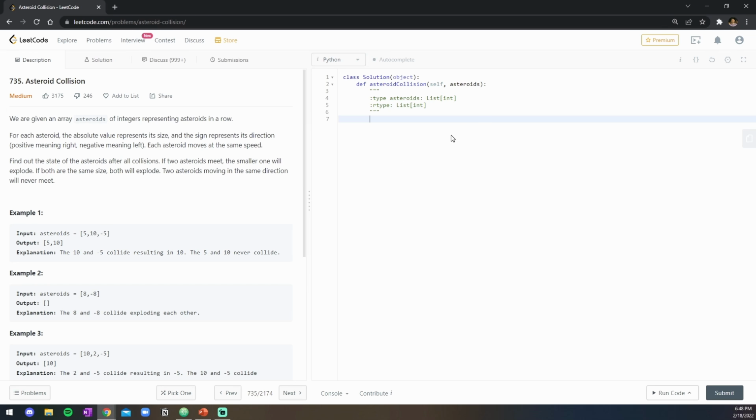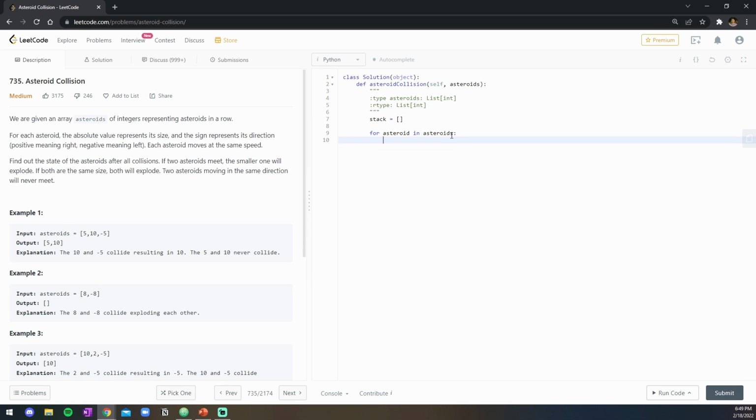Okay, so let's get into writing the code to this problem. I mentioned that we will be using a stack, so let's initialize our stack here. And then we also know that we will be looping through the values in asteroids. So we can do something like for asteroid in asteroids. And yeah, so now we're going through every single value in the asteroids that's given to us.